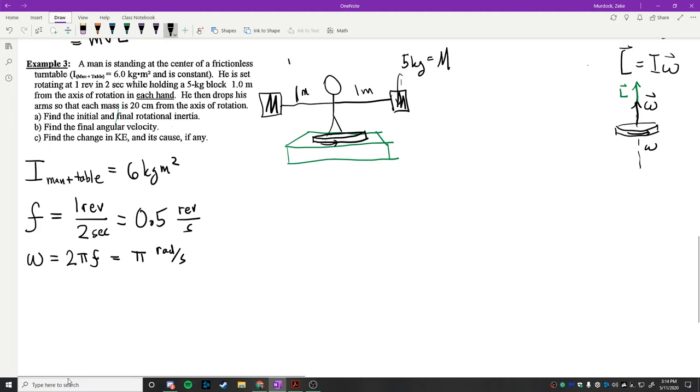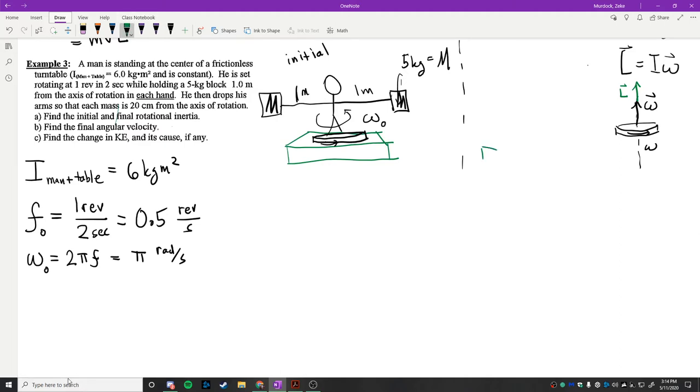So this is the initial picture. He's rotating with an angular speed omega, so the system is rotating around like this. Maybe we call that omega initial. So that's your initial situation. And then what happens is that he drops his hands down to his sides so that they're 20 centimeters from the axis of rotation. So let's draw a picture of that.